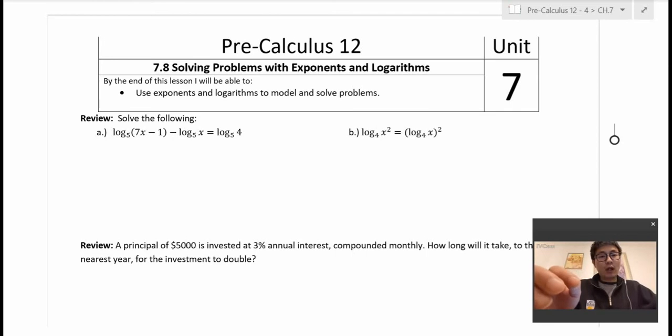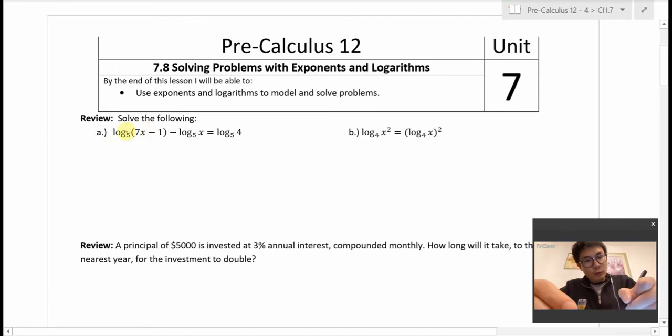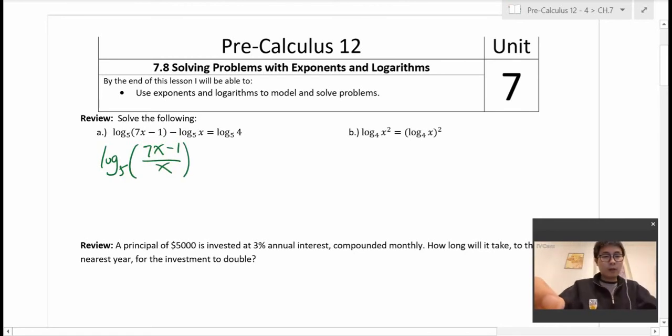We were solving log equations in 7.7, and here are two questions for you to review. So here we go. What we can do is apply the rules of logs, which means here we have two logs subtracting each other. Therefore, we can actually divide them. Be careful though, not dividing the two logs together, but the 7x minus 1 over x. You can divide them, and this will be log base 5 of 4.